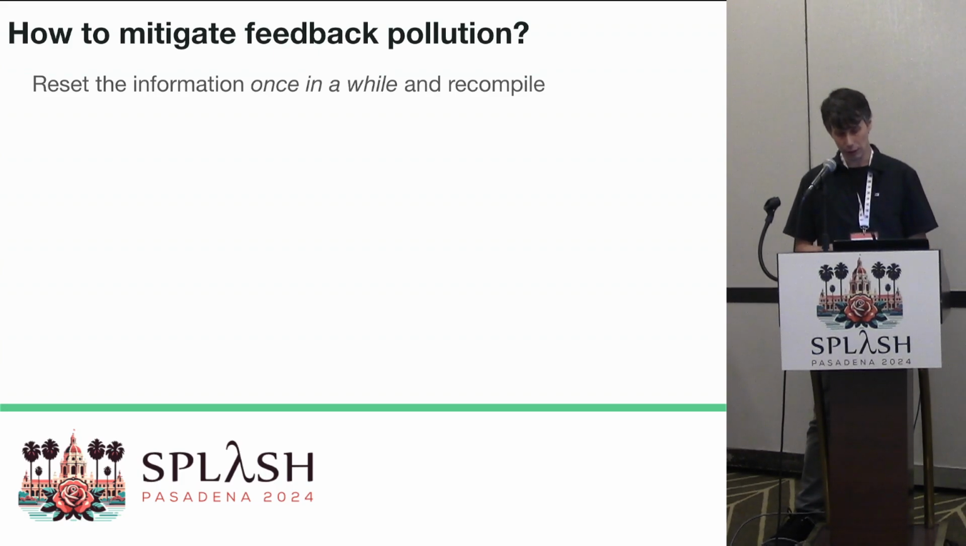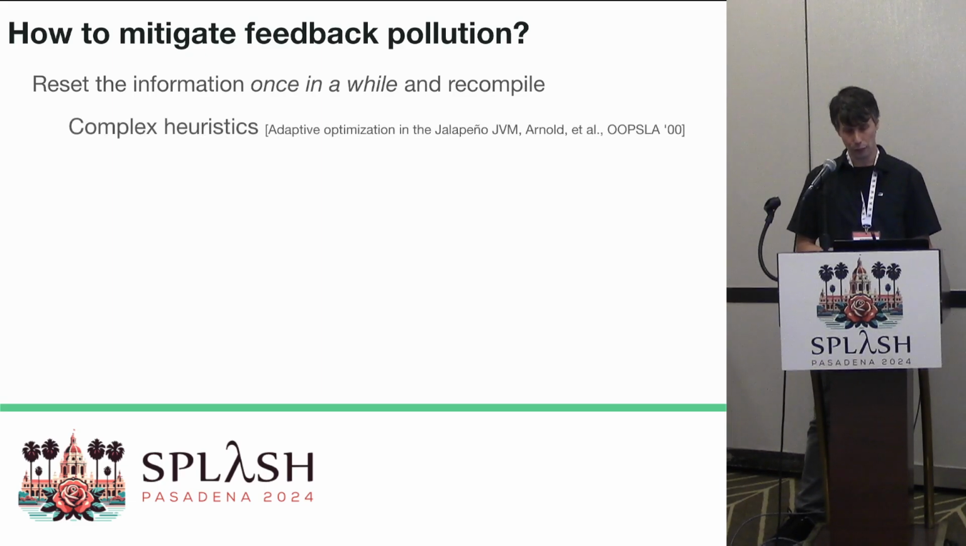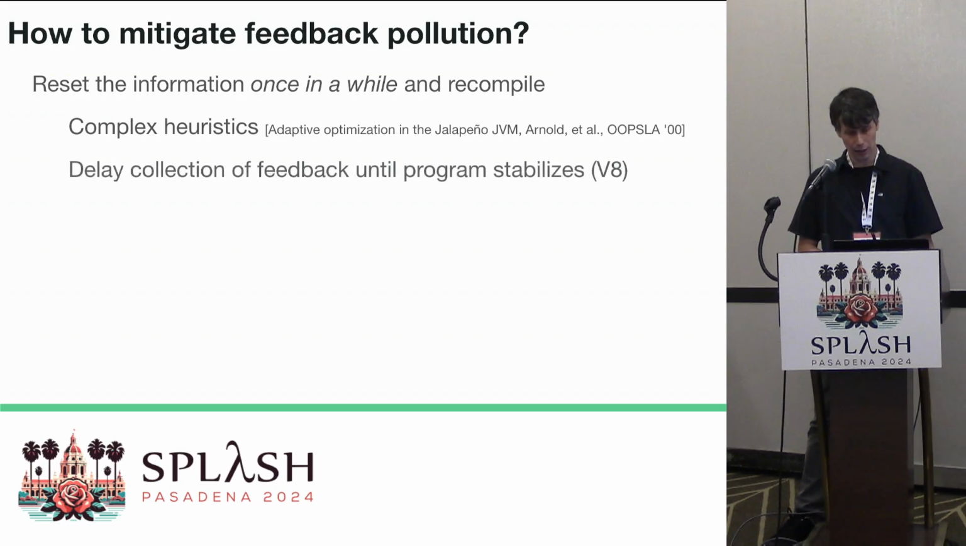So let's see what other people did in the past. So this once in a while could be more complex than just once in a while. We could have complex heuristics, that's what they do in Jalapeño, for example. Among other things that people do in V8, they delay the collection of the feedback until the program stabilizes. And of course, we can always give up after too many de-optimizations.